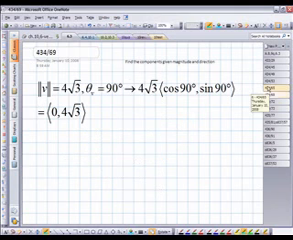In this example, you are given a magnitude of 4 rad 3, a direction of 90 degrees. Finding the components, you just do 4 rad 3 times cosine of 90, comma sine of 90. Cosine of 90 is 0, sine of 90 is 1. And it makes sense because if you're just going straight up, then the magnitude is all in the y component and not at all in the x component.